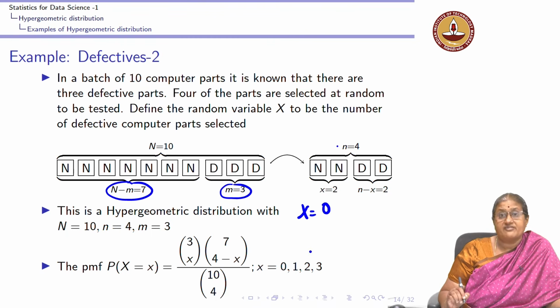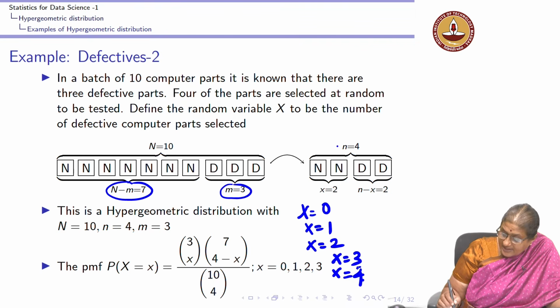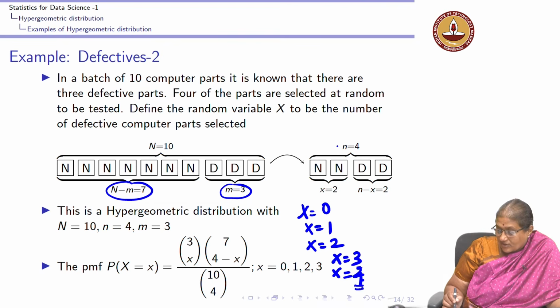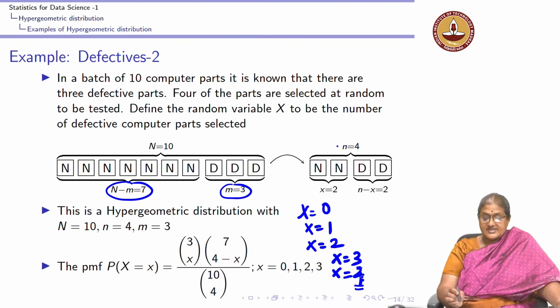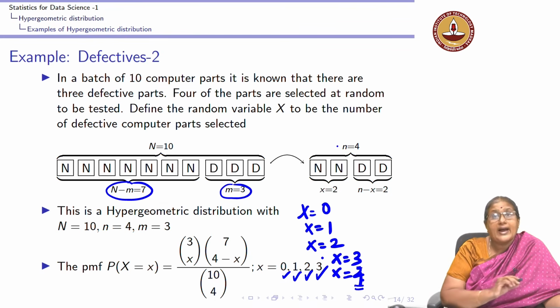Now, x can take a value 0, x can take a value 1, x can take a value 2, x can take a value 3, but x cannot take the value 4 because I have only 3 defective parts. So, x cannot take a value 4 in this case. So, the values x can take are only 0, 1, 2 and 3.